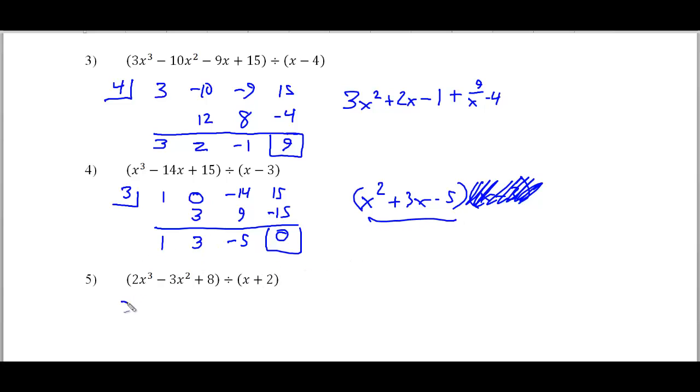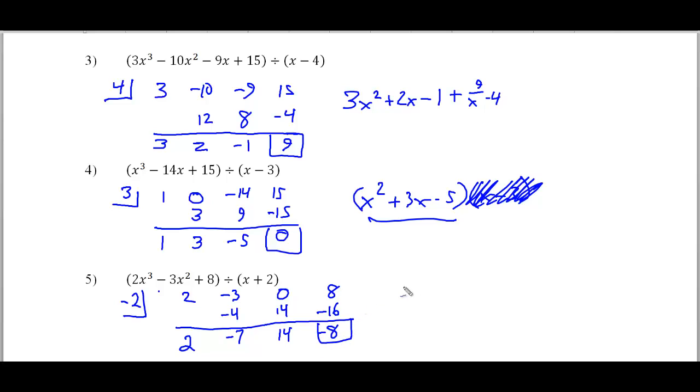Number 5, we're going to have a negative 2 out in front. We're going to have 2, negative 3, 0, and 8. Now why is that 0? Well, we have no x right there, so that's something to look out for. Draw my line, and here we go. Drop the 2. 2 times negative 2 is negative 4. Add that, making a negative 7. Negative 7 times negative 2 is positive 14. 14 and 0 is just 14, and unfortunately, when I multiply 14 times negative 2, I get negative 16, which gives me a remainder of negative 8.